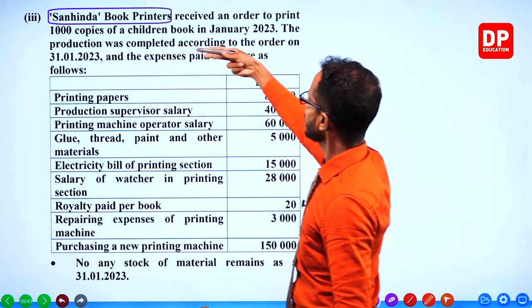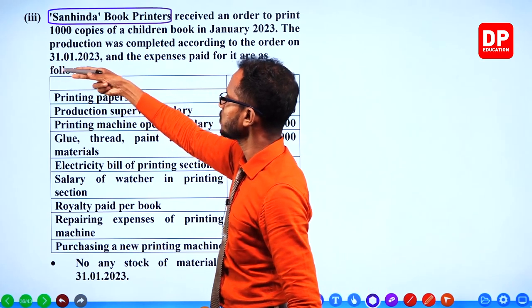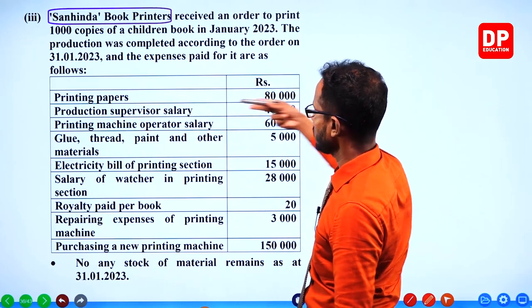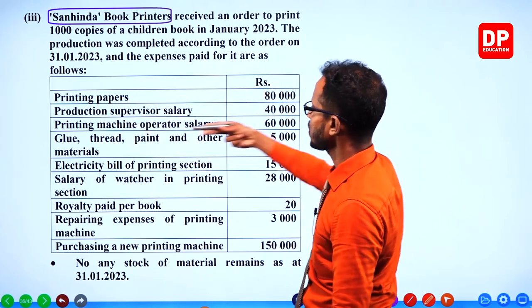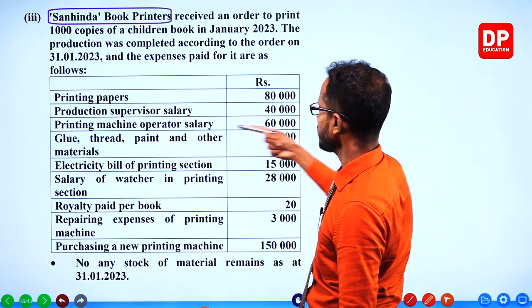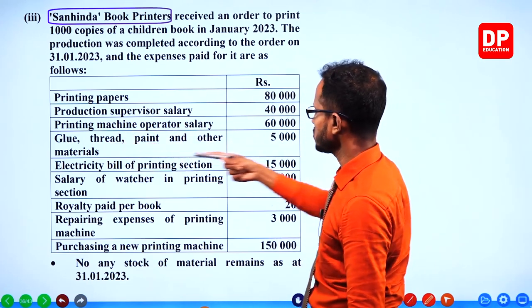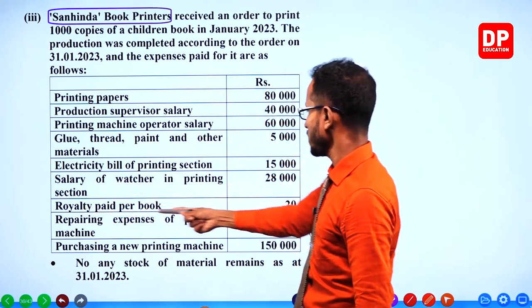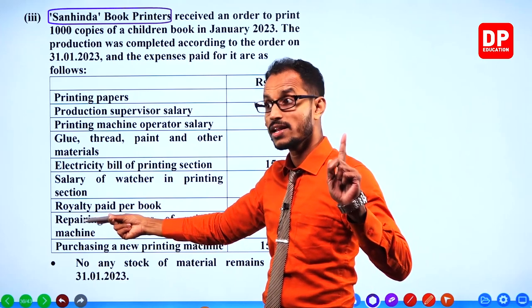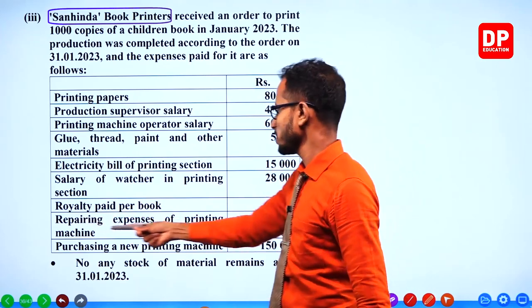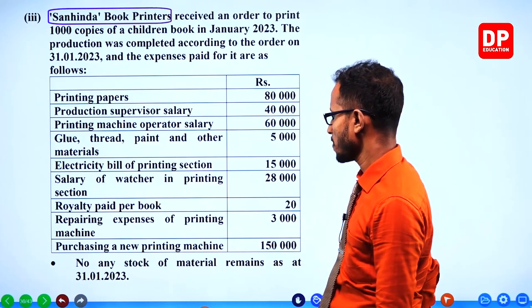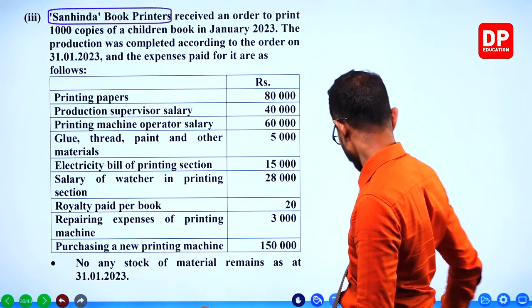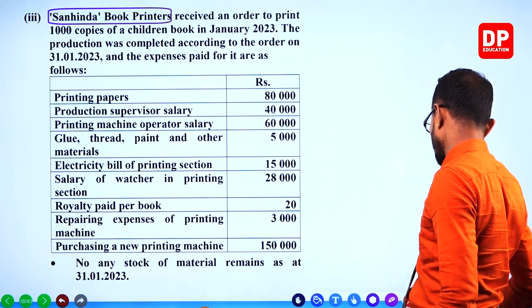The production was completed according to the order on 31st January 2023, and the expenses paid, costs are given as follows. Printing of papers, production supervisor salary, printing machine operator salary, glue, thread, paint and other materials, electricity bills, salary of watcher, royalty paid per book, repairing expenses of printing machines, purchasing new printing machine. No stock of materials remaining as at 31st January 2023.